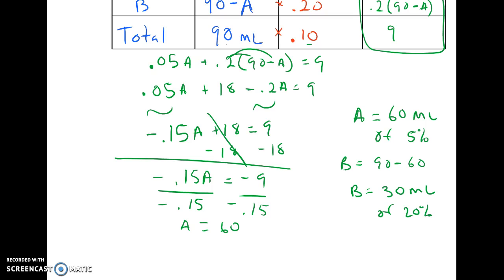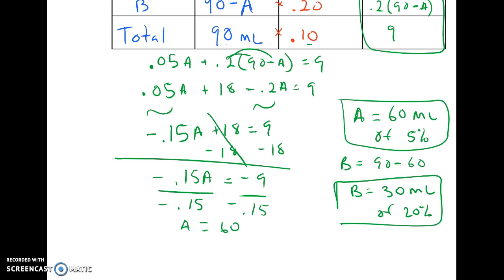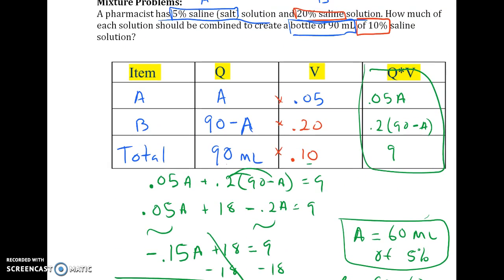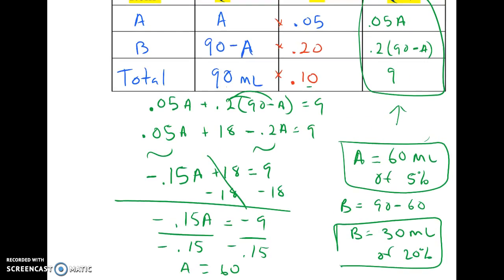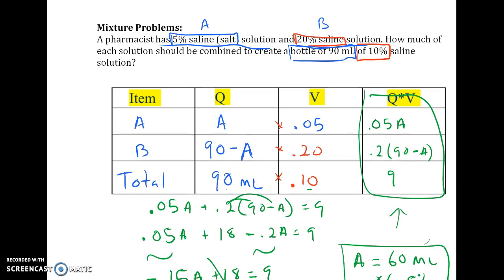Okay, so my solution is going to be those two. And then naturally you guys can always just plug them back into this box right here, and you should get 9 if you put in 60 for A both times and do the math. The only confusing part about this is understanding this new box right here, because we have 90 milliliters of 10% saline solution. If you want, you can think of that as multiplying.